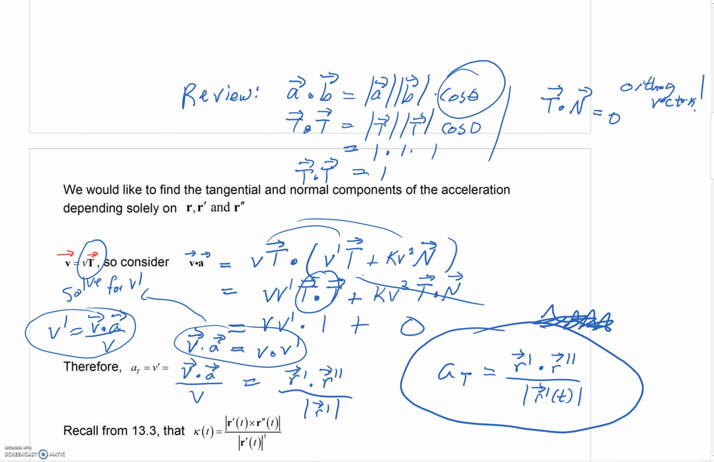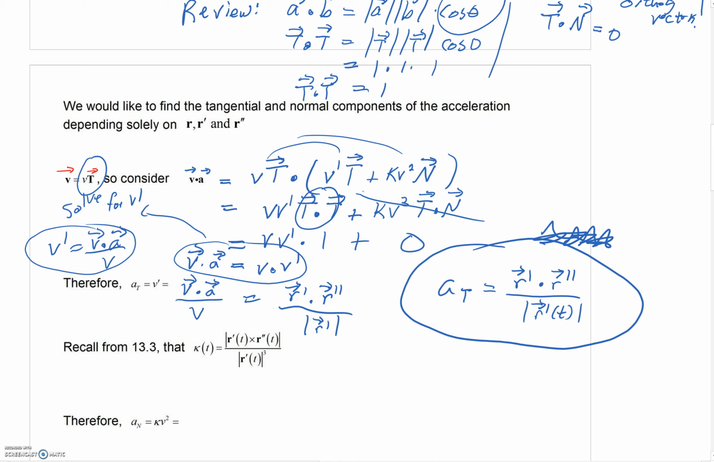Now, we're getting close. We're going to be able to also remember from 13.3, we saw that kappa, the curvature, had a wonderful shortcut formula. It was the length of r prime cross-producted to r double prime divided by the length of r prime of t cubed. Well, that's really going to be able to help us out right now as we work on the normal component. And we're going to pick this up in our next video.